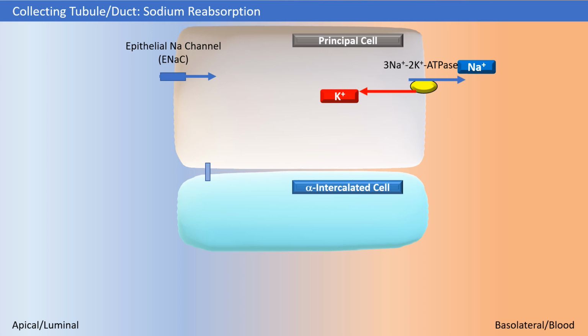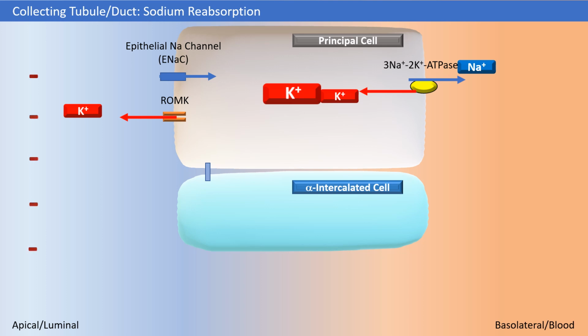The entry of sodium into principal cells creates a negatively charged lumen. The basolateral reabsorption of sodium via sodium-potassium ATPase leads to intracellular potassium accumulation. Both the negatively charged lumen and high intracellular potassium concentration favor potassium secretion into the lumen. This is how potassium is secreted in the kidneys.